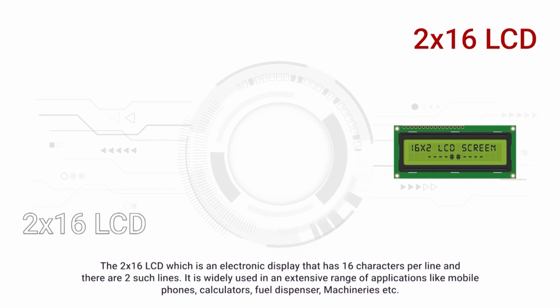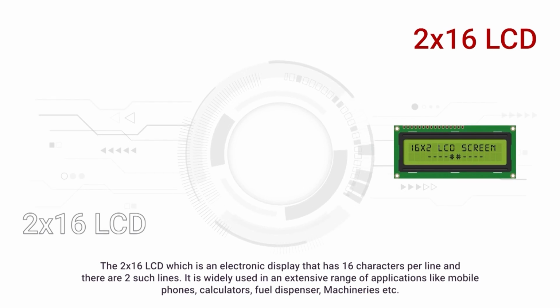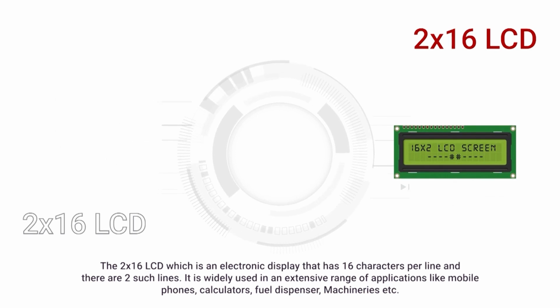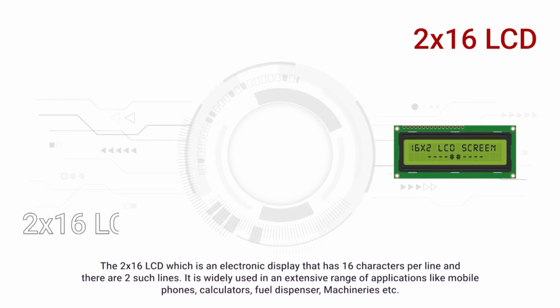The 2x16 LCD, which is an electronic display that has 16 characters per line, and there are 2 such lines. It is widely used in an extensive range of applications like mobile phones, automation products, calculators, fuel dispenser, machineries, etc.